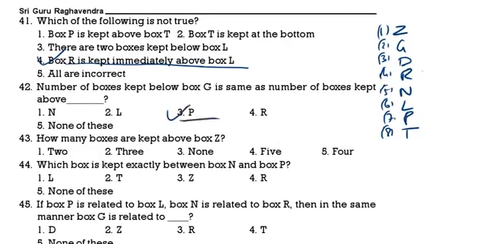Then see the next one. How many boxes are there above Z? None. Which box is there between N and P? Between N and P there is L. Option 1: P is related to L, P immediately above L. N is related to R, N immediately above R. Then G is immediately above Z. So 2 is the correct answer.